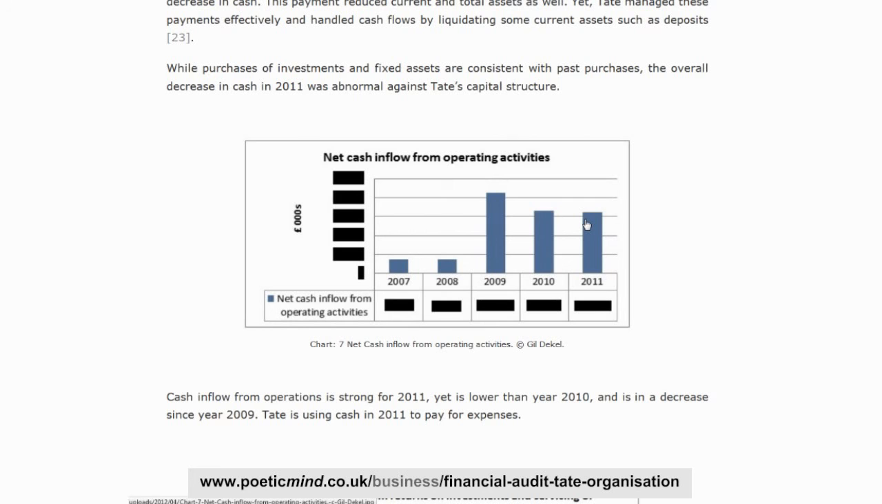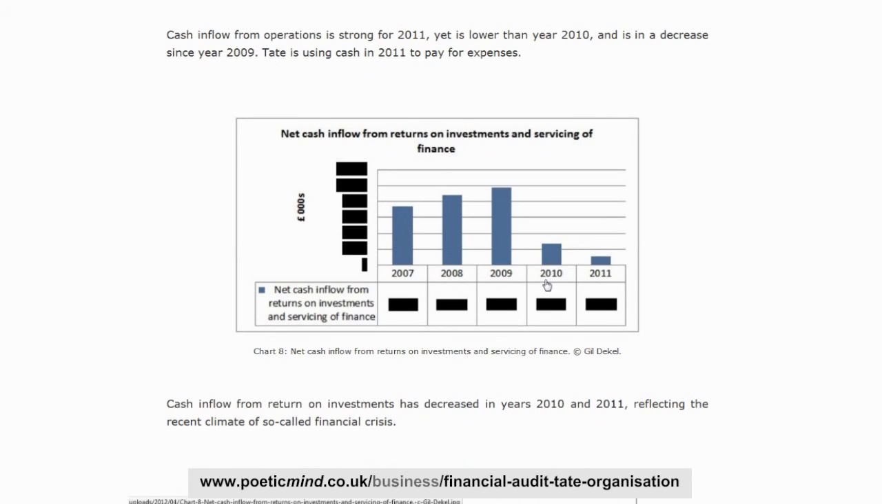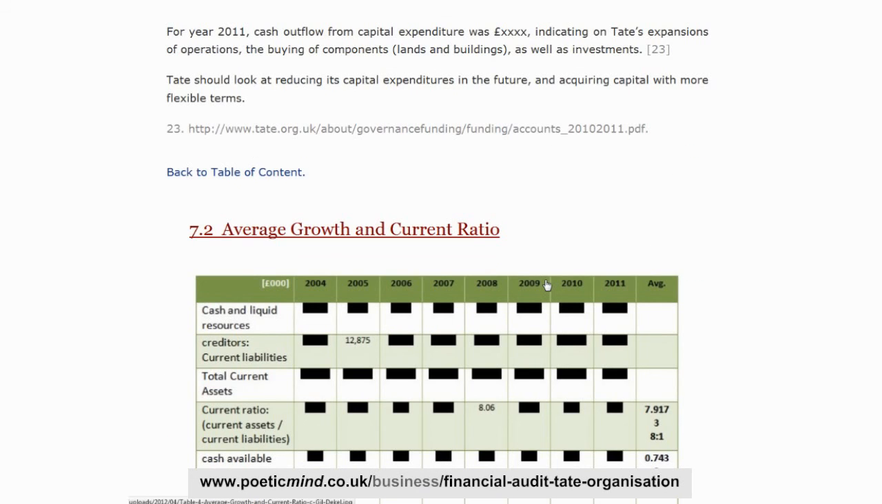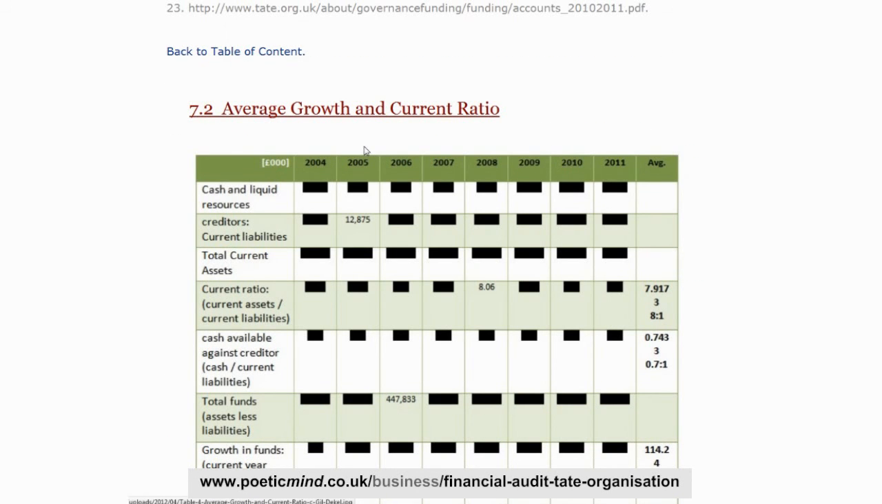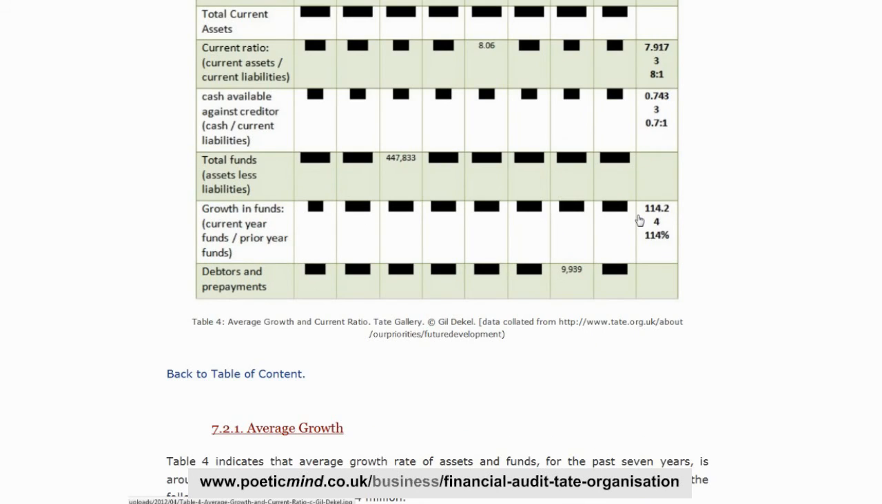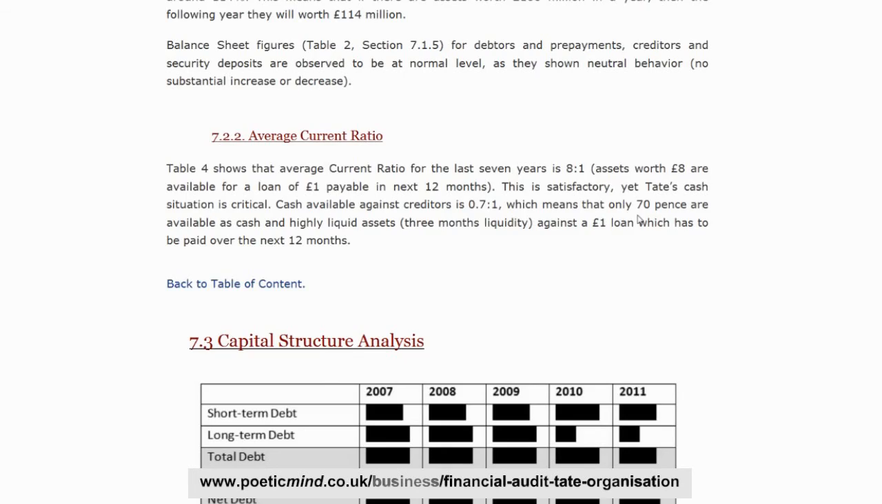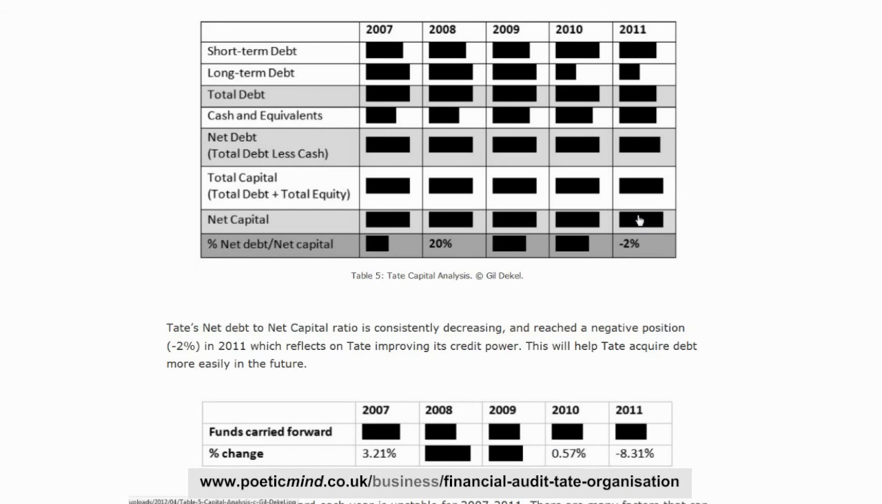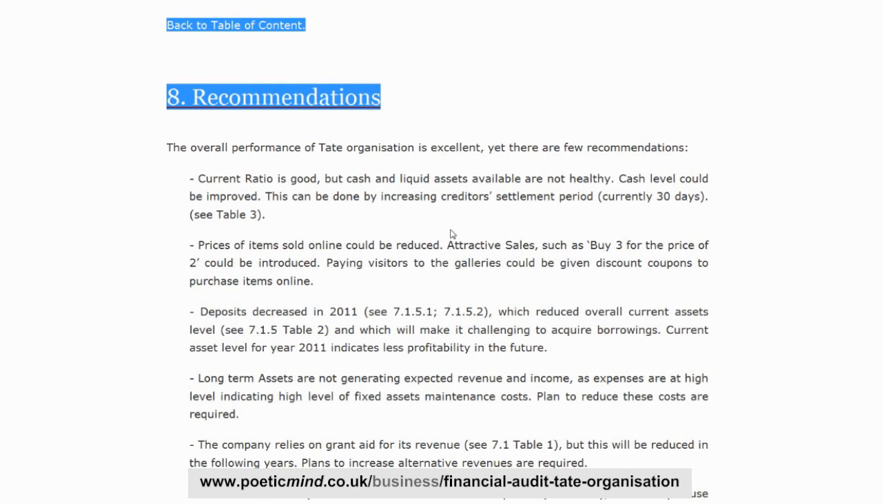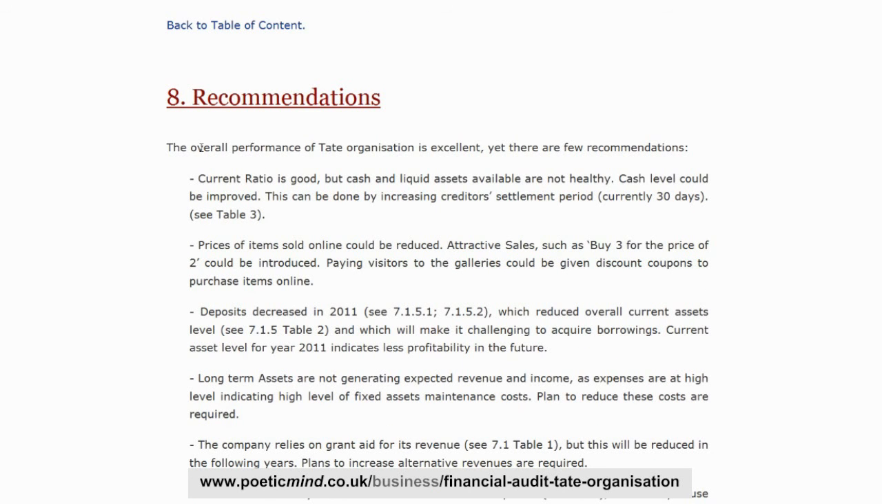Breaking it down, looking at net cash inflow. Continue to average growth and current ratio table. Capital structure analysis. And then of course recommendation. In this case, the overall performance of Tate Organization is really good, but there are a few recommendations. The current ratio, for example, was good, but cash and liquid assets available were not that healthy.